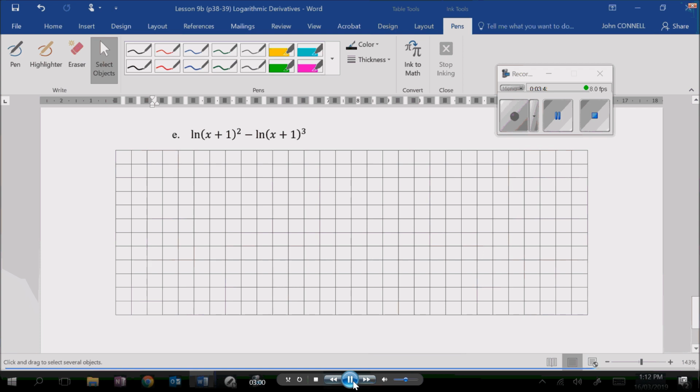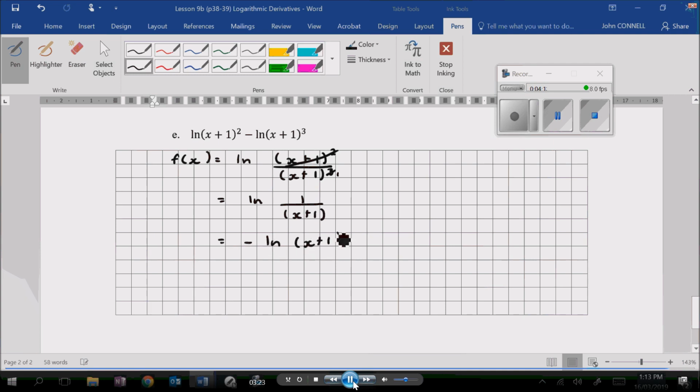Here we could use a rule back the other way. So we've got the difference of ln's, so we could write that as the ln of a quotient: ln of x plus 1 squared over x plus 1 cubed. And we could cancel down the squared and the cubed. And so we're going to get ln of 1 on x plus 1. And then we've got another rule that we can write that as negative ln of x plus 1. And so now we're ready to differentiate. So we can write that as negative, which stays out the front, and then it's 1 on x plus 1, using the idea of the derivative on the original function.